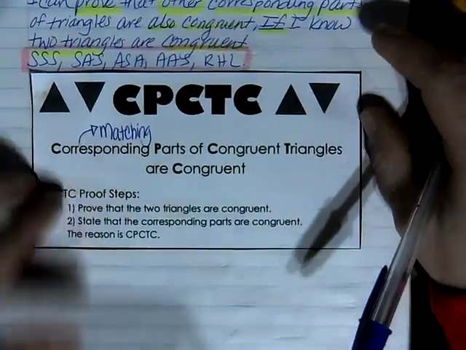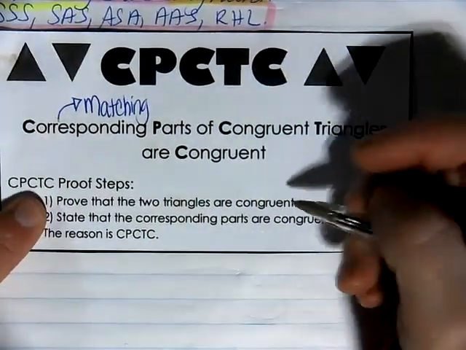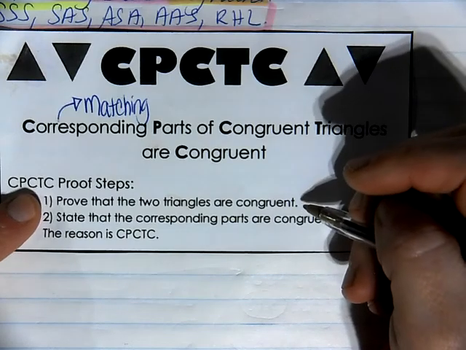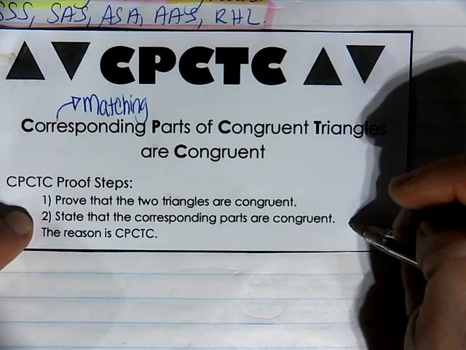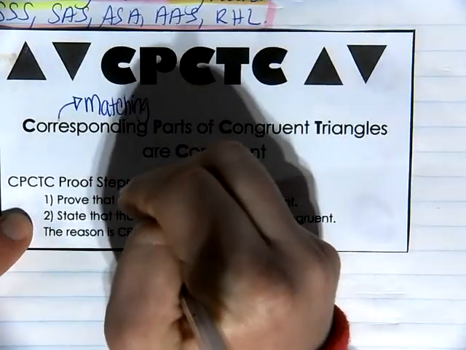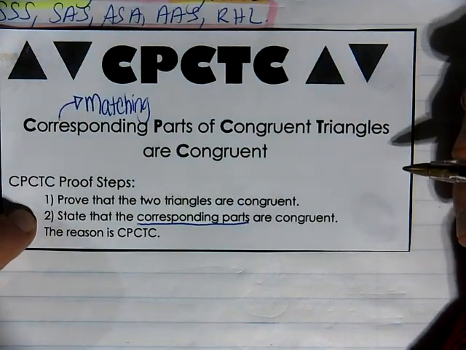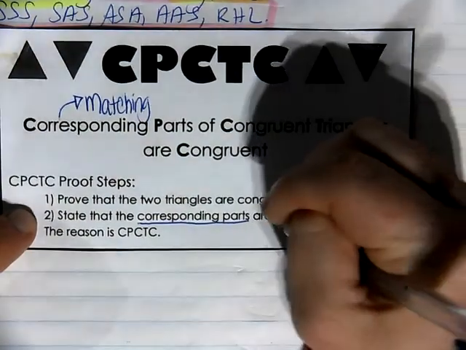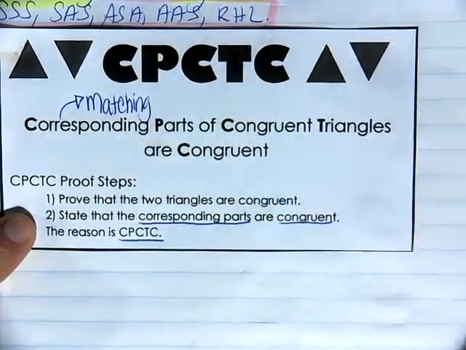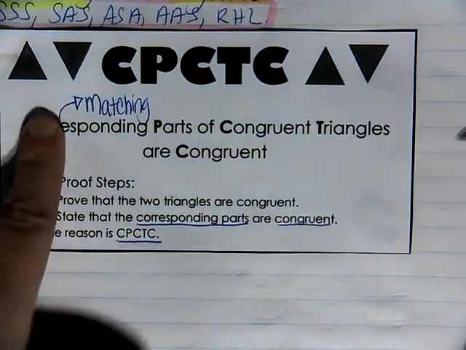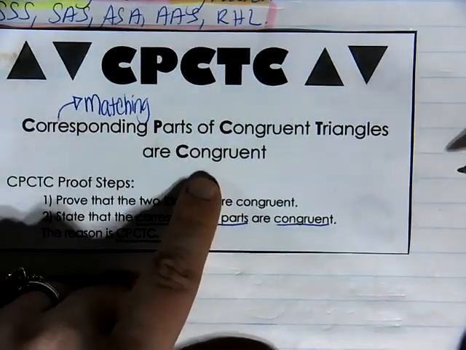What we'll have is we'll prove that two triangles are congruent. That's our first step. Then from there, you will be able to state that corresponding parts, whatever the proof is asking you to prove, are congruent. And the reason is simply CPCTC, because matching parts of congruent triangles are also congruent.